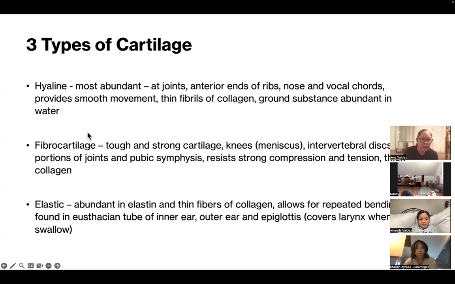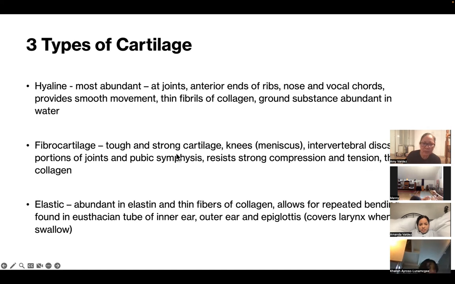We're on time. Okay, three types of cartilage. Hyaline is the most abundant. It's in the joints, the interior ends of the ribs, the nose, and the vocal cords. It provides smooth movement and has thin fibrils of collagen and lots of ground substance. Fibrocartilage is tough and strong, like in the knees, the vertebral discs, the intervertebral disc portions of joints, and the pubic symphysis, that's our little pubic bone in the front. It resists strong compression and tension and is very thick in collagen.